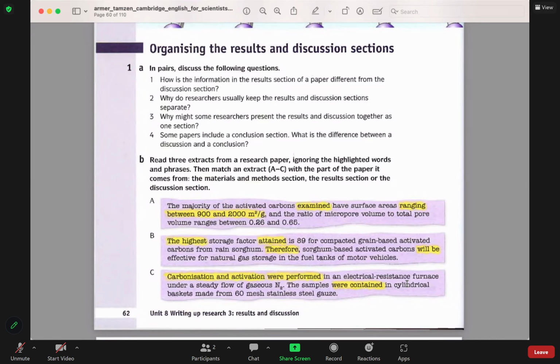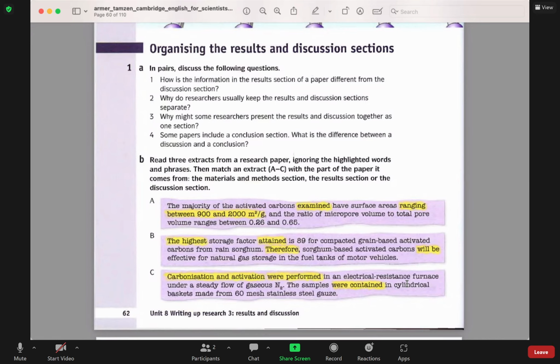So some papers include a conclusion section. What's the difference between the results and discussion section and the conclusion section? I think discussion is my opinion about the part of the results, but the conclusion is about the whole work. Yes, right. Conclusion is about the whole work. Correct.